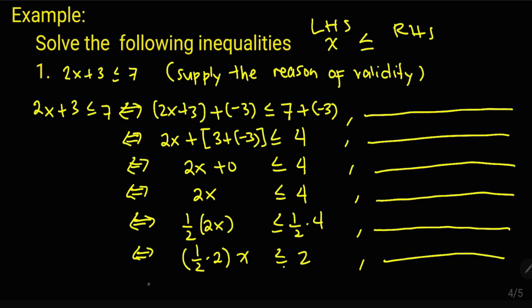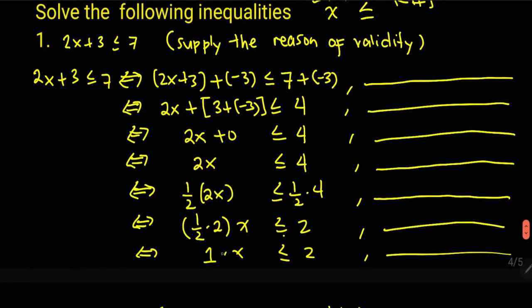Now, 1/2, we know, is the multiplicative inverse of 2. So, if we multiply 1/2 and 2, what should be the result? Of course, it should be 1. So, 1 times x is less than or equal to 2. What's the reason? Why were you able to write 1/2 times 2 as 1?